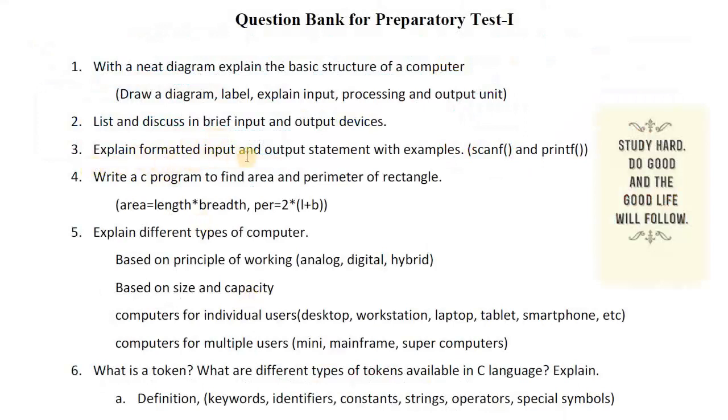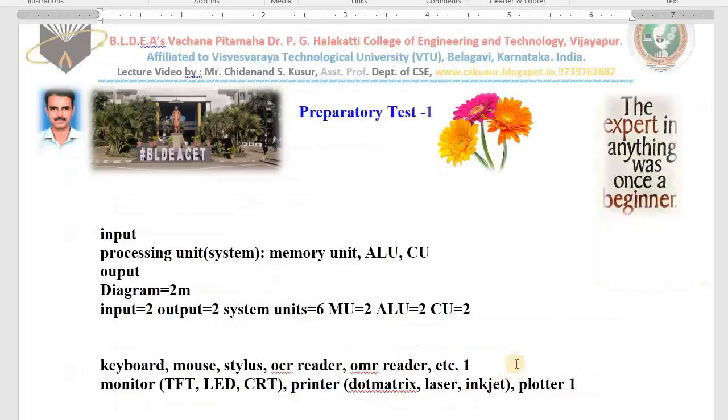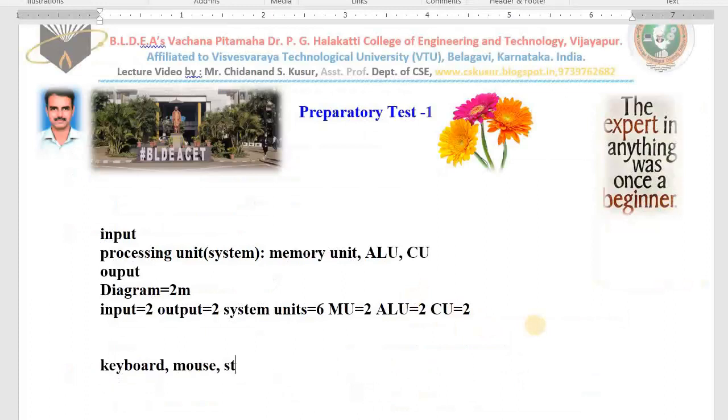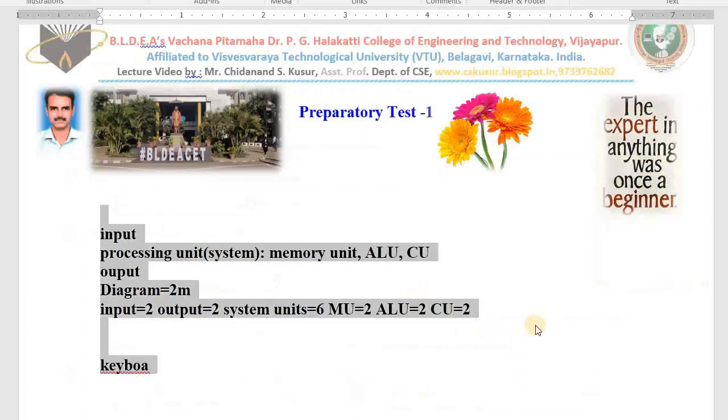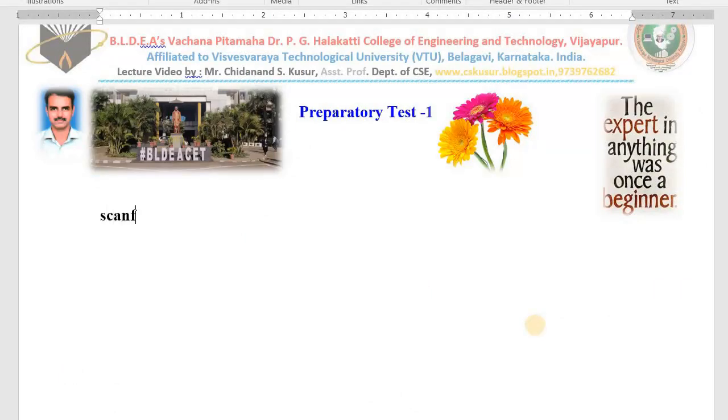Third one is explain formatted IO functions with examples. As we know already, IO functions are classified into 2 types: formatted and unformatted. And as we know already, scanf will scan formatted data. Printf will print formatted data. What are IO functions? What are formatted IO functions? And if you answer this question, you get 1 mark. And explain scanf. Okay, don't forget, it may carry 0.5 marks for you.